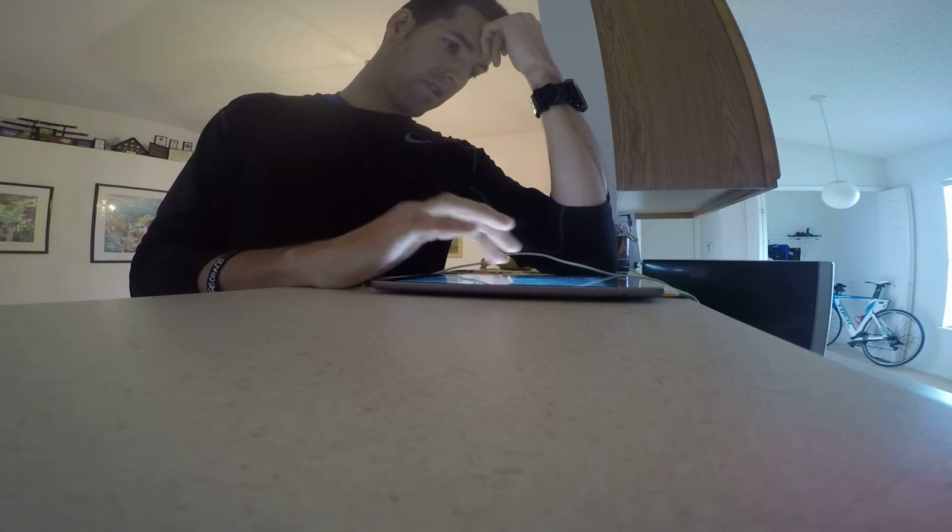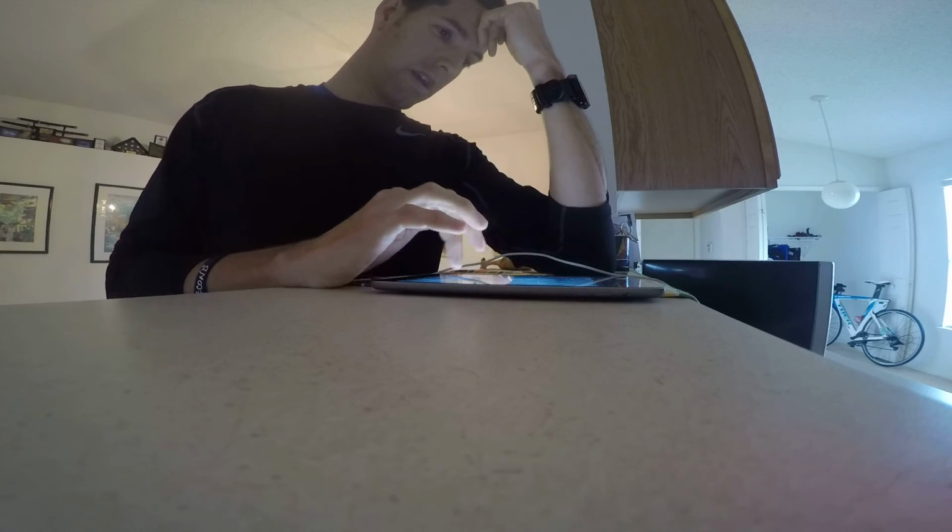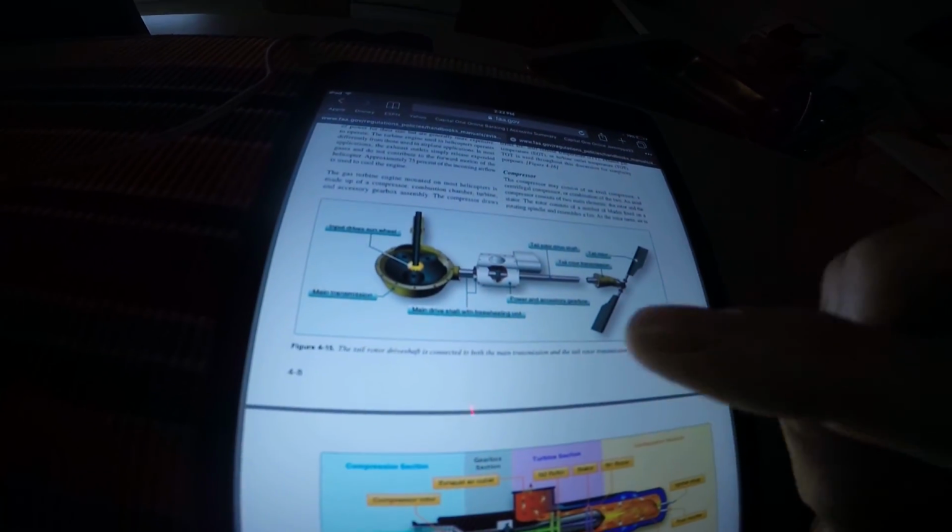So that is page 10 of 18, but it is picture time. Let's see. All right, looks like we've got figure 4-15.